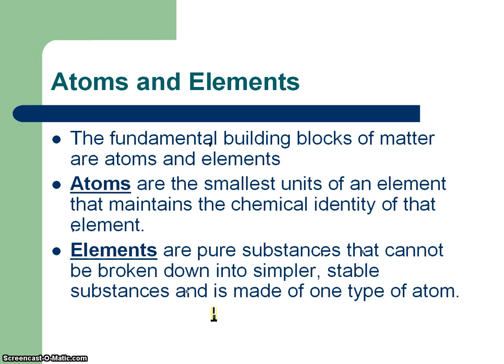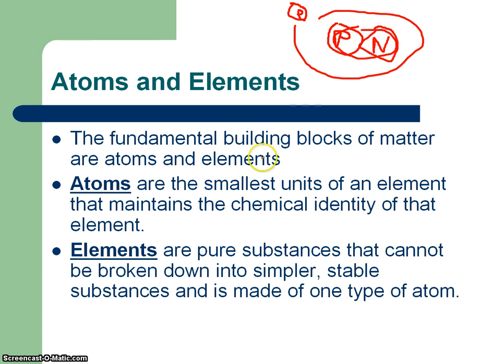The fundamental building blocks of matter are atoms and elements. Atoms are the smallest units of an element that maintain the chemical identity of that element. Atom is well known throughout science, basic elementary, but again, it's a proton, neutron, and an electron floating out in orbit around the nucleus over there. And then you have elements, which are pure substances that cannot be broken down into simpler, stable substances and are made of one type of atom, the same type of atom.